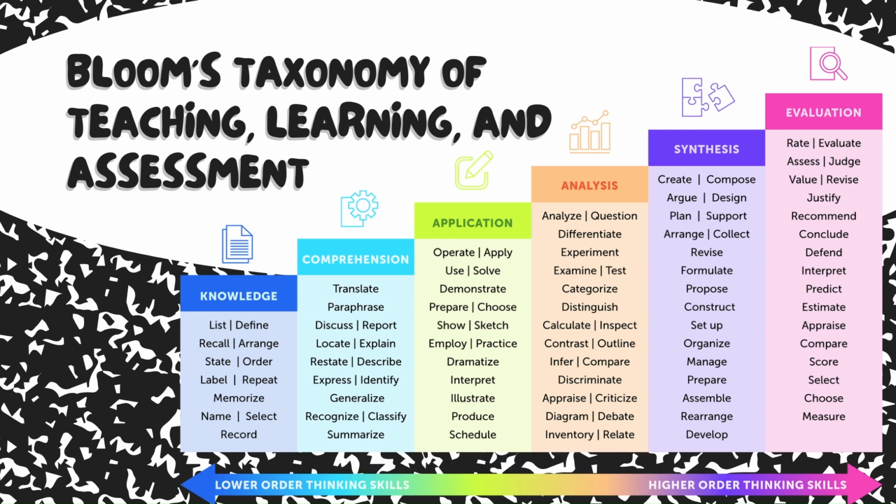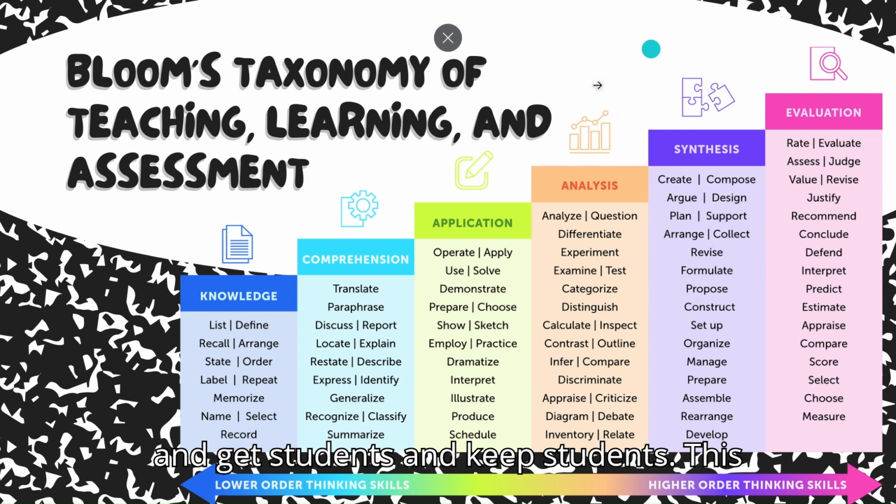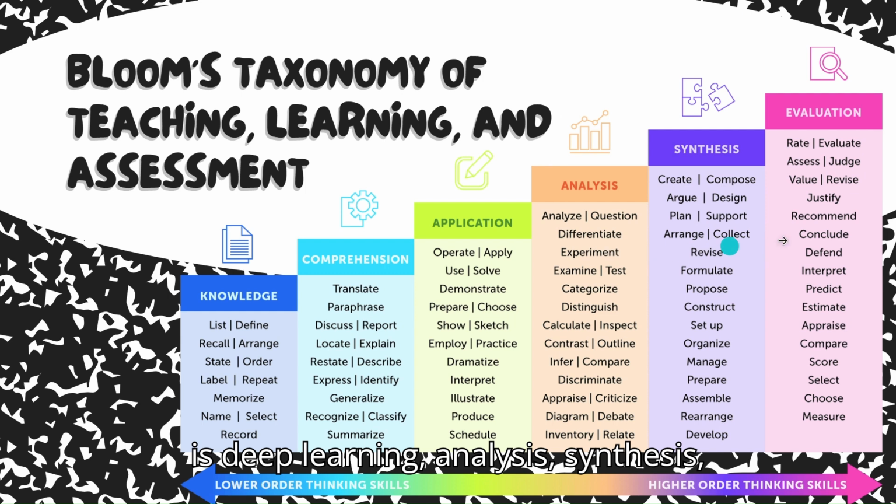So for example, we're going to use the example of serving a tennis ball. The act of serving a tennis ball is application. Serving that ball would be the application of the skill. Then we get into the big thinkers, the deeper thinkers, these three. This is where teachers like to try and get students and keep students. This is deep learning, analysis, synthesis, and evaluation. These are our higher order thinking skills.